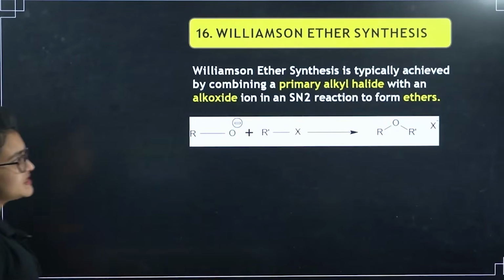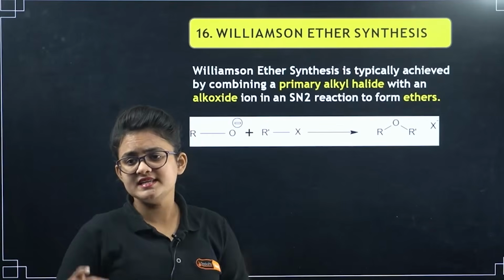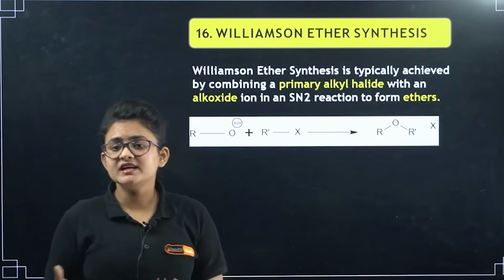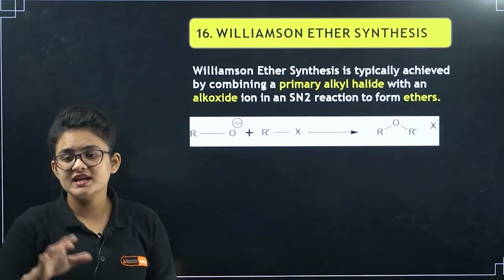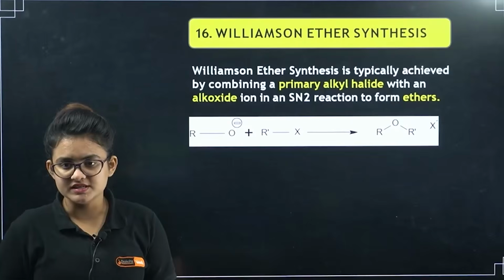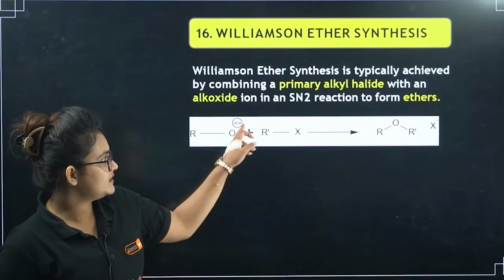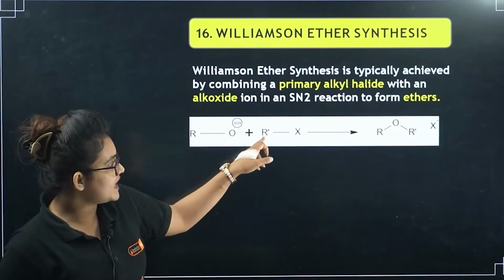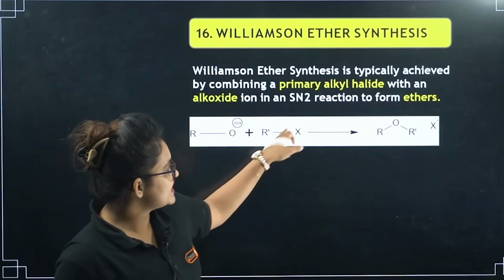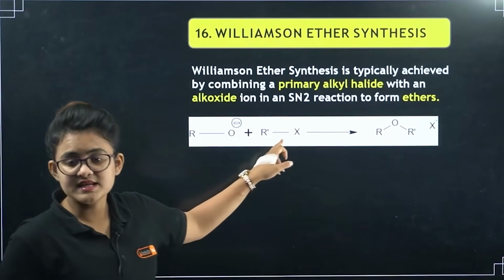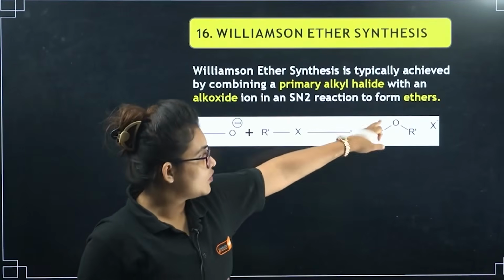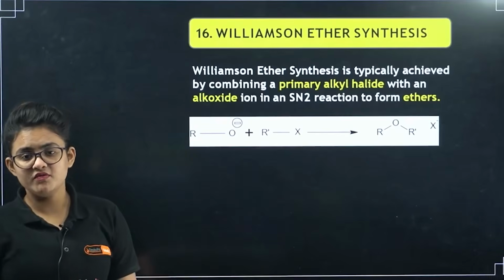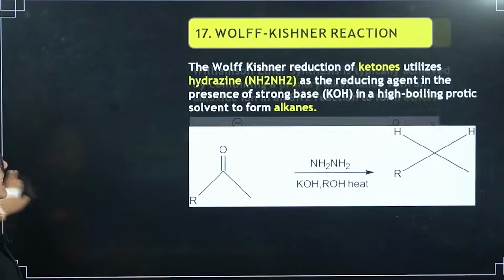This is Williamson ether synthesis. It is an SN2 type of reaction that can form both symmetrical and asymmetrical types of ethers. So what is basically going to happen? This is going to act as a nucleophile. This O minus will attack on this R and this X will be left as a leaving group. So you will get ROR, meaning one ether type of unit. I guess it's clear. Let's proceed.